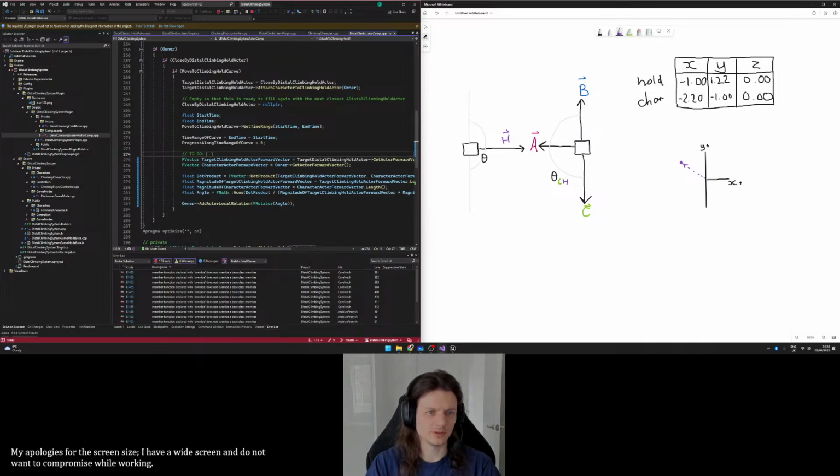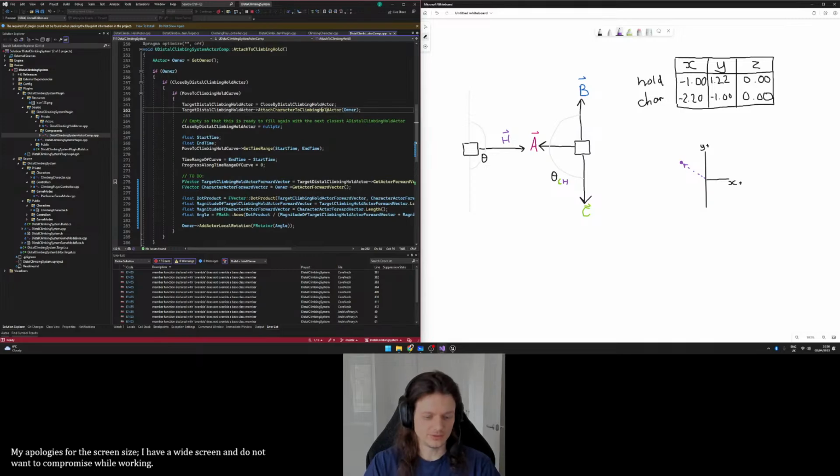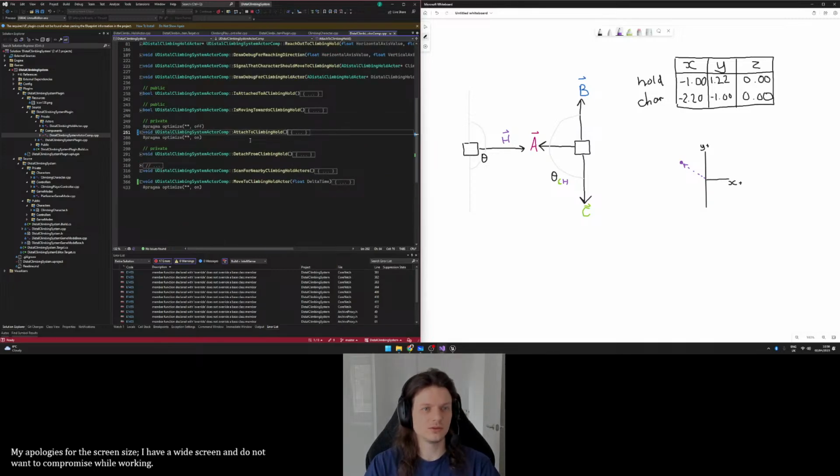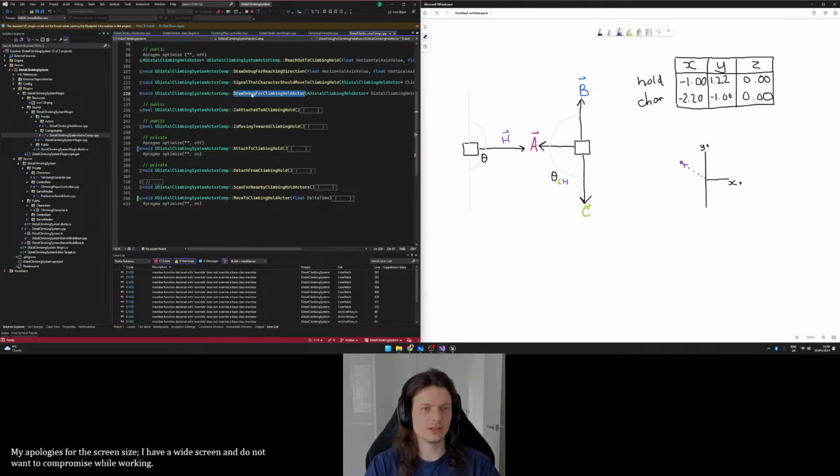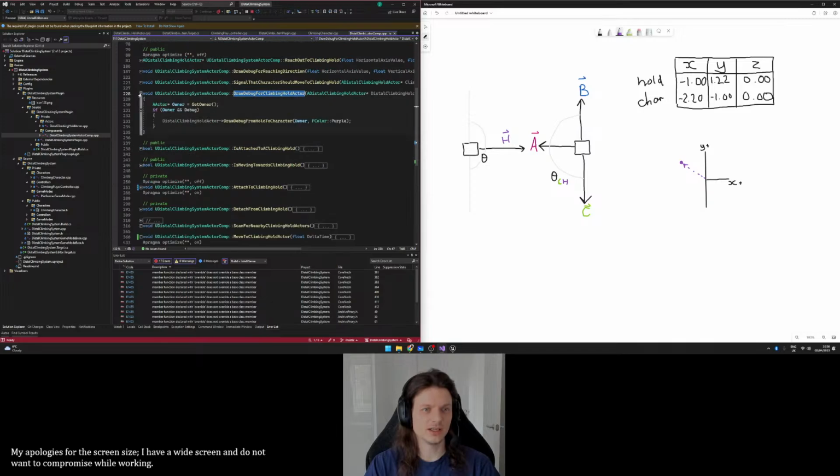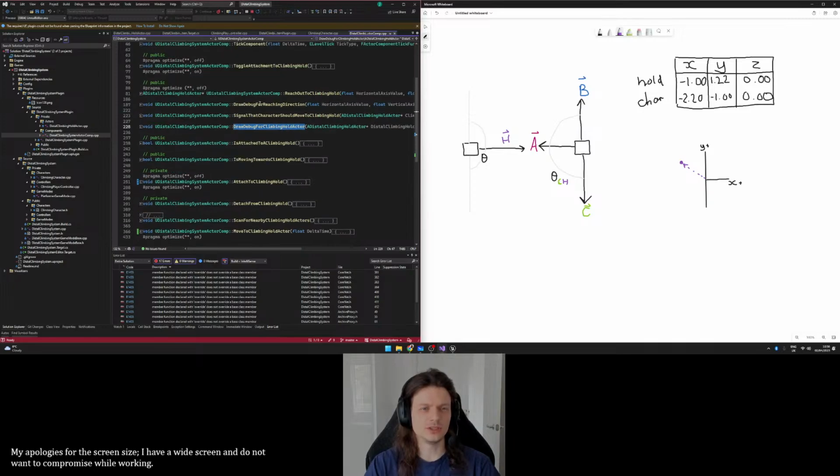I don't remember how to bookmark. Is it KK? It's KK, okay. So let's collapse this up. Draw debug for climbing hold actor. Draw debug from. And then draw debug for reaching direction.